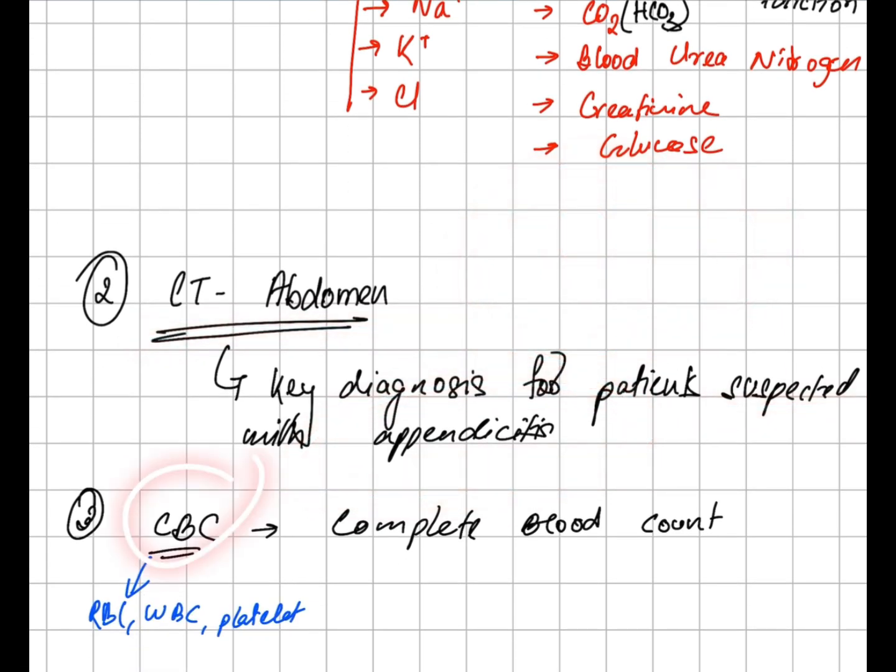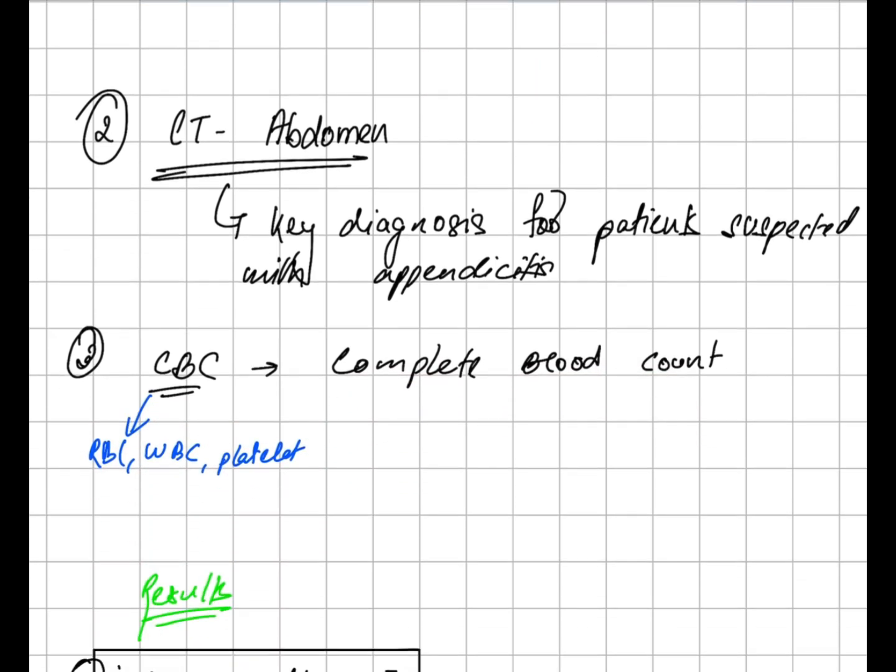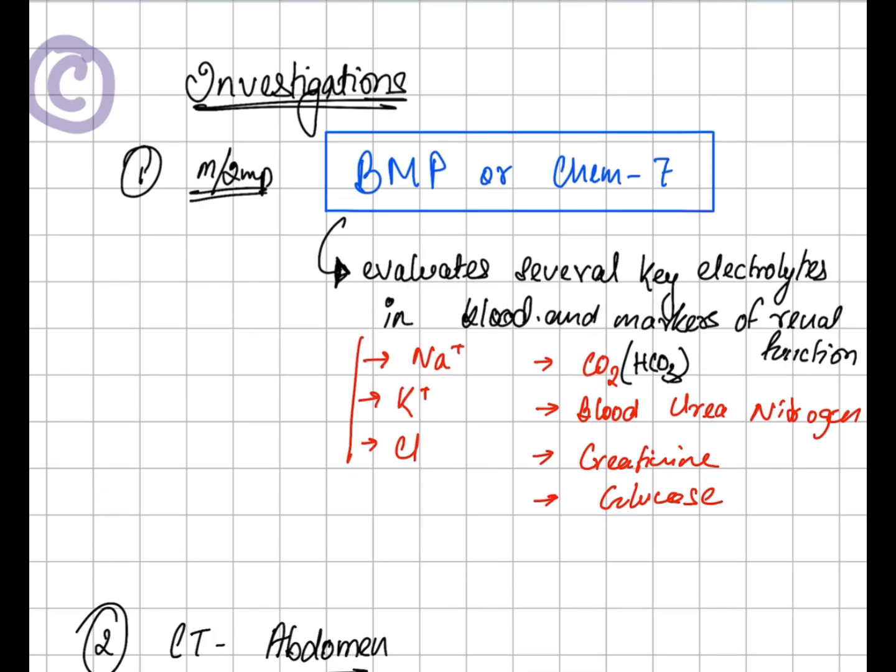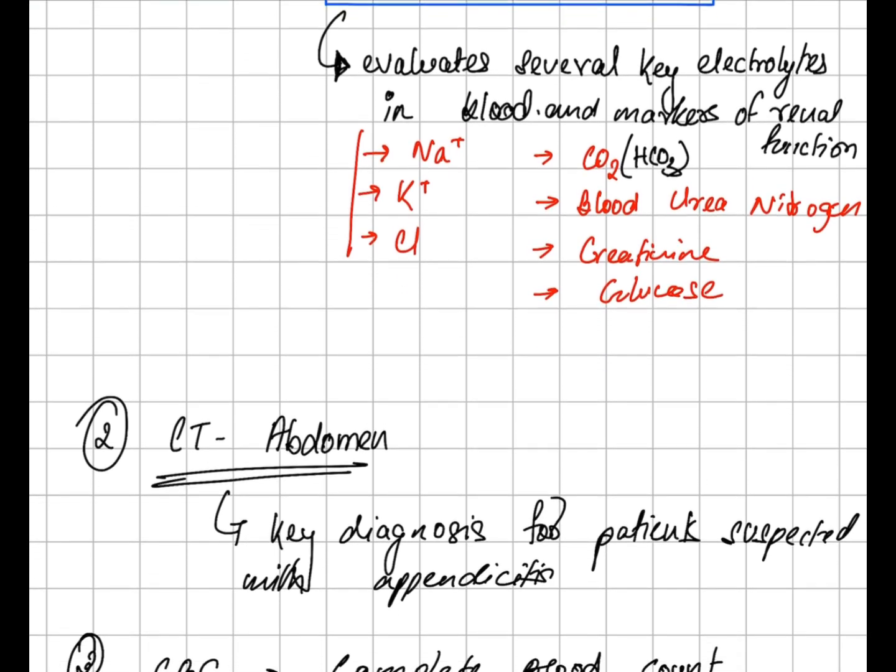Now we also will do a CBC. CBC means complete blood count. Here we see RBC, WBC, platelets, so we can get an approximate figure of what the problem is. Just remember, if the WBC count is increased, then appendicitis can happen. In 75% of cases, if the WBC count increases, then appendicitis happens. These are the 3 critical tests we must do.